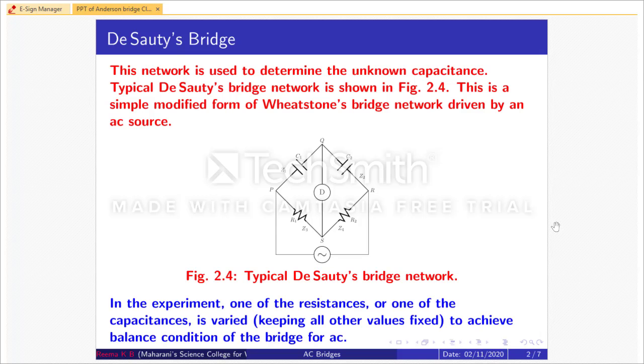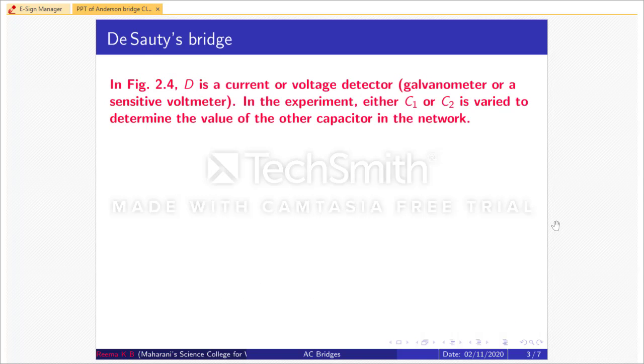In the experiment, one of the resistances or one of the capacitances is varied, keeping all other values fixed, to achieve the balance condition of the bridge for AC. In figure 2.4, D is the current or voltage detector, galvanometer, or a sensitive voltmeter. In the experiment, either C1 or C2 is varied to determine the value of the other capacitor in the network.